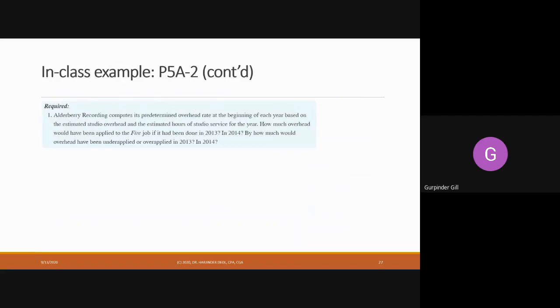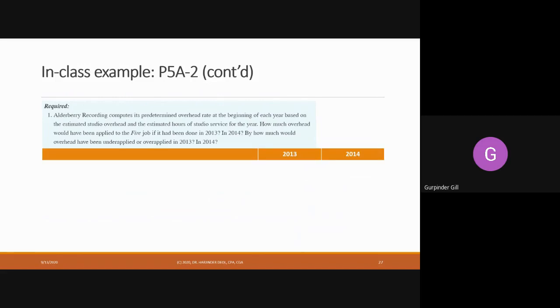So required, Elderberry Recording computes its predetermined overhead rate at the beginning of the year based on the estimated studio overhead and the estimated hours of studio services for the year. How much overhead would have been applied to the fire job if it had been done in 2013, in 2014? By how much would the overhead have been underapplied or overapplied in both of these years?